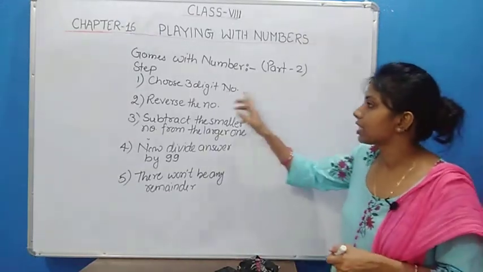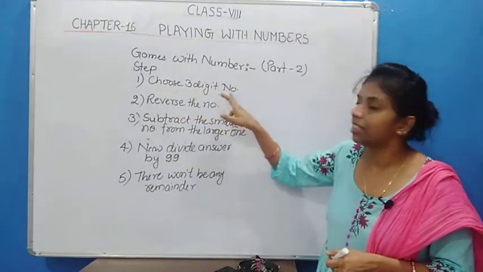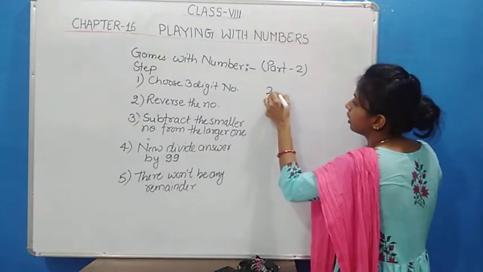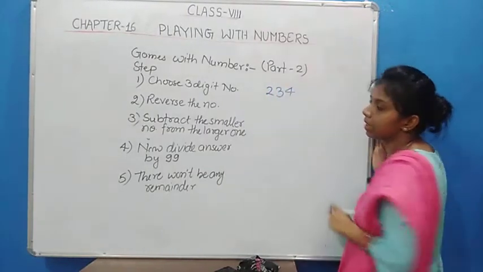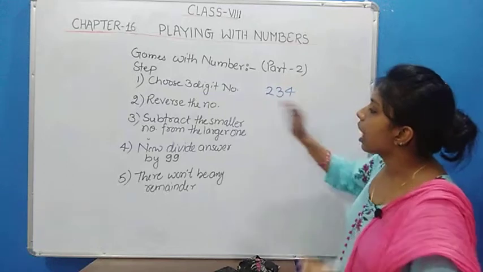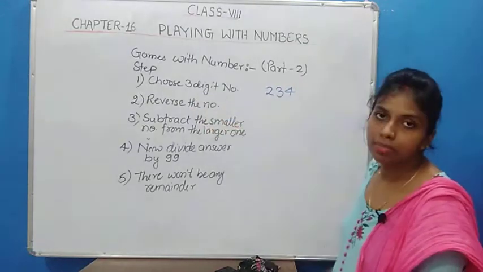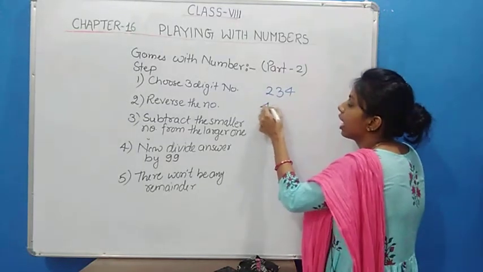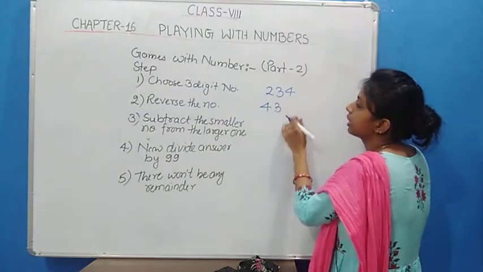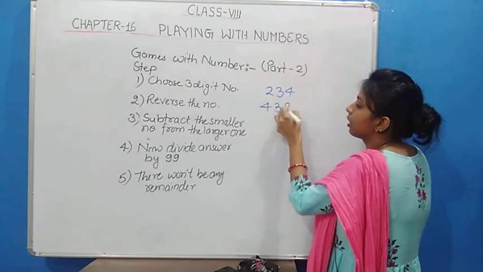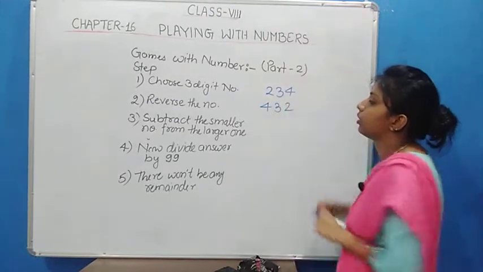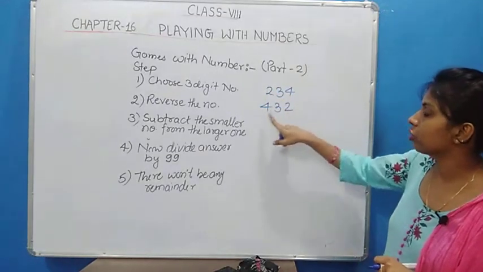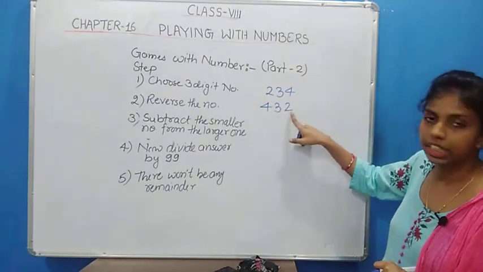The first step says: choose a 3-digit number. Suppose I'm taking 234. Okay, my number is 234. Now it says reverse the number. So the unit place becomes the hundreds place and the hundreds place becomes the unit place. We just reverse it, and the new number becomes 432.